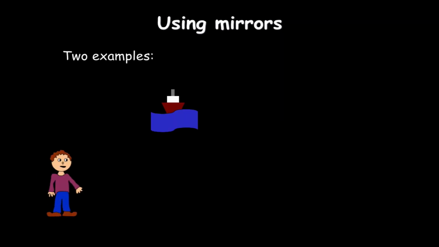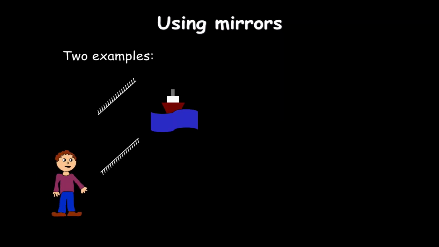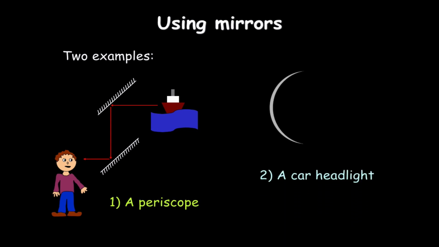Okay, again, an example of mirrors people sometimes think about is a periscope, where you've got some mirrors and the light from the boat will bounce off a couple of mirrors and into the observer's eyes. Okay. The other use of mirrors could be in a car headlight, where you've got this rounded mirror or this rounded shape. You've got the light source in the middle, and the light goes all over the place, but the roundness of the mirror focuses the light so the beam of light moves out away from the car.